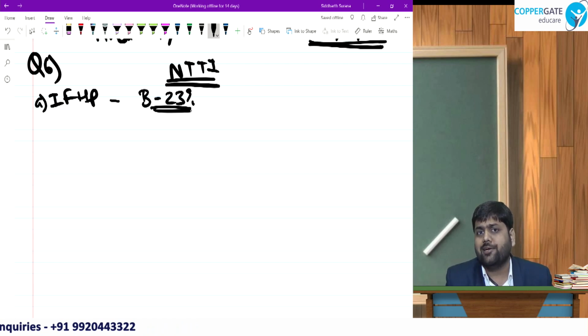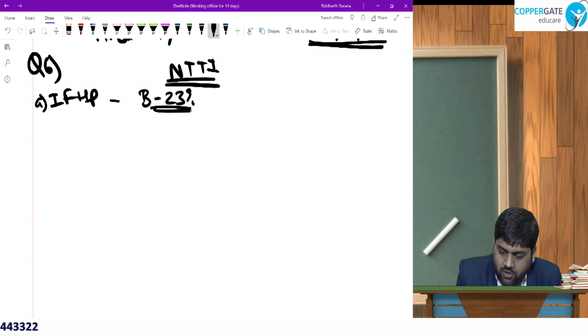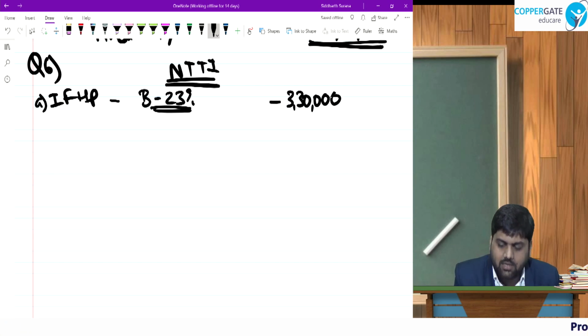Any student writing that 3,30,000 in the outer column, disaster, because 3,30,000 will be in the inner column.